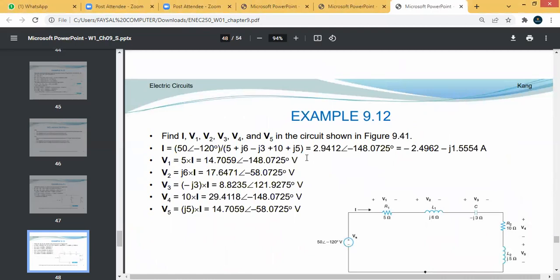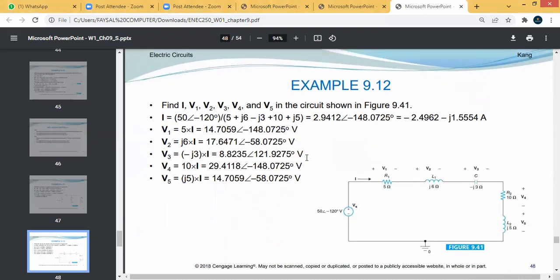Find I, V1, V2, V3, V4, V5 for this system. The circuit is already in phasor form, so good. To find I, it is 50 angle 0 divided by my polar values, that is 5 plus 6j, because they're all in series, so we add them all.